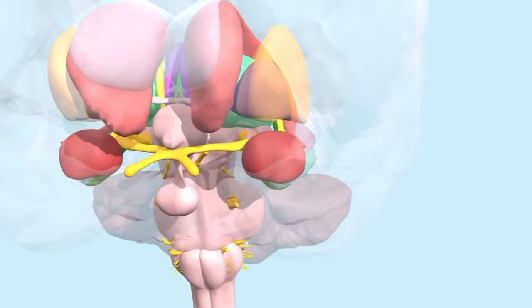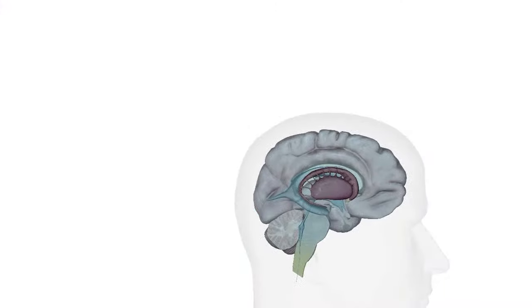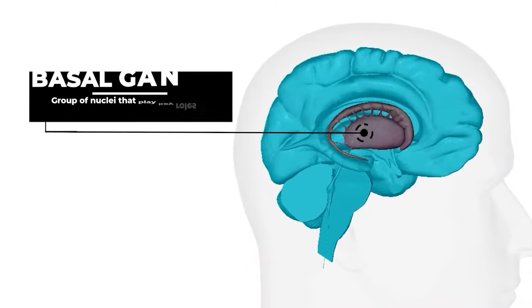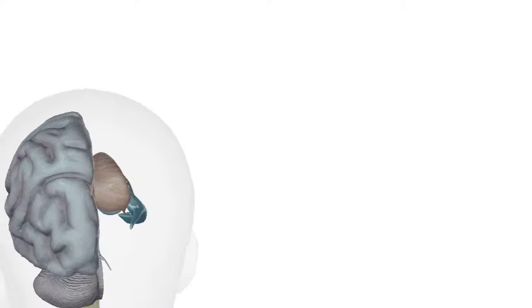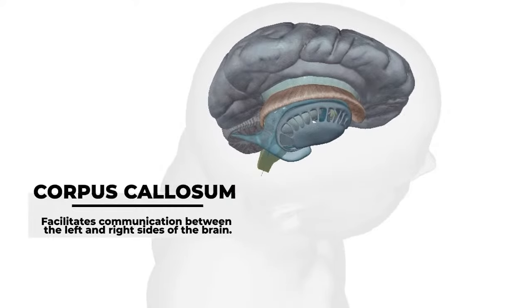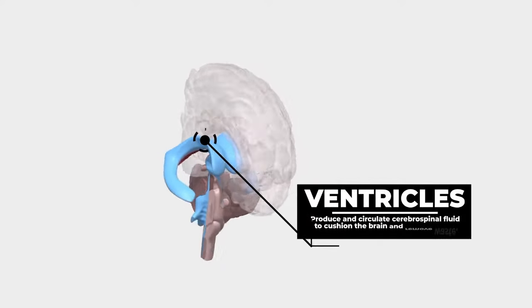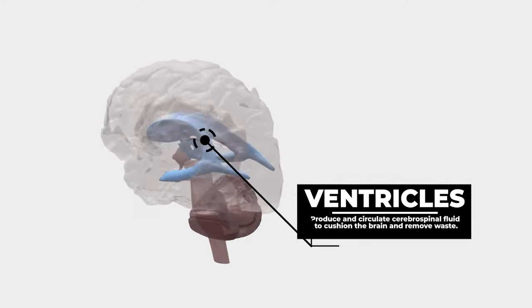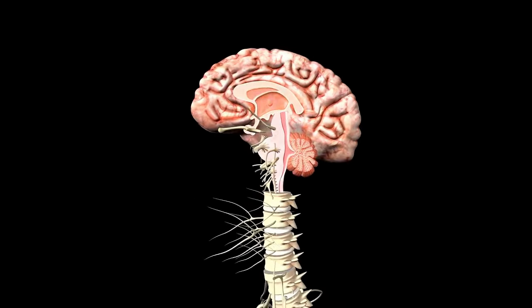Pituitary gland. Releases hormones that regulate several physiological processes, including growth and metabolism. Basal ganglia. Is a group of nuclei that play key roles in movement regulation, habit formation, and certain aspects of cognition and emotion. Corpus callosum. Facilitates communication between the left and right sides of the brain. Ventricles. Produce and circulate cerebrospinal fluid to cushion the brain and remove waste. Now we will discuss all these parts in a bit more detail to understand what they are and how they work.